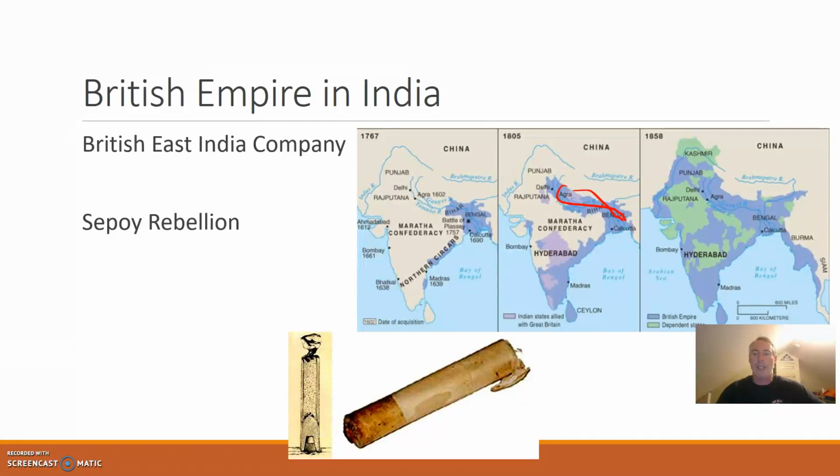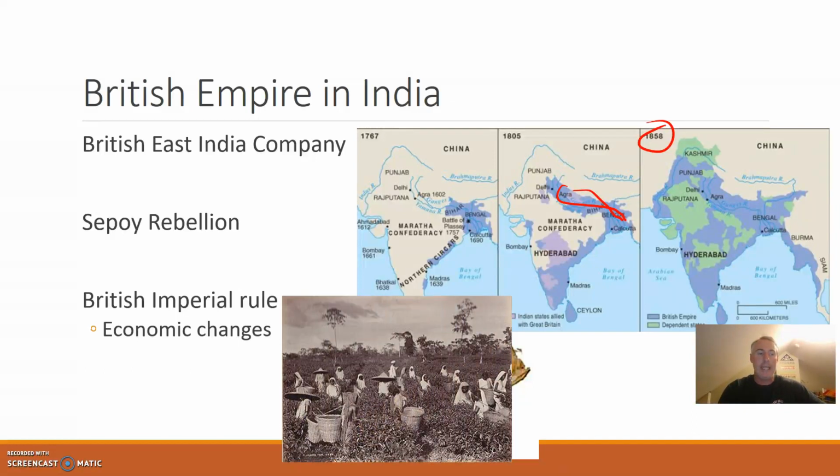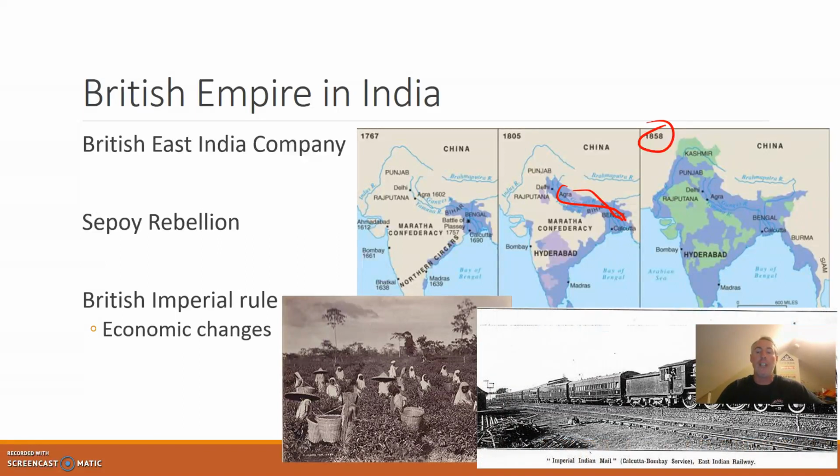The British Crown eventually said enough of this, and so they sent everything they had with the British Army, and they crushed the rebellion. This chaotic episode led the British government to say that we need to take much more direct control of India, leading to British imperial rule. So, as you can see here in 1858, right afterwards, Britain extended rule over the entire subcontinent, and a royal viceroy was sent to be a direct representative of the crown. They made significant economic changes, such as forcing India to focus on cash crops like tea and cotton and opium, as well as making huge improvements to the transportation system in India.